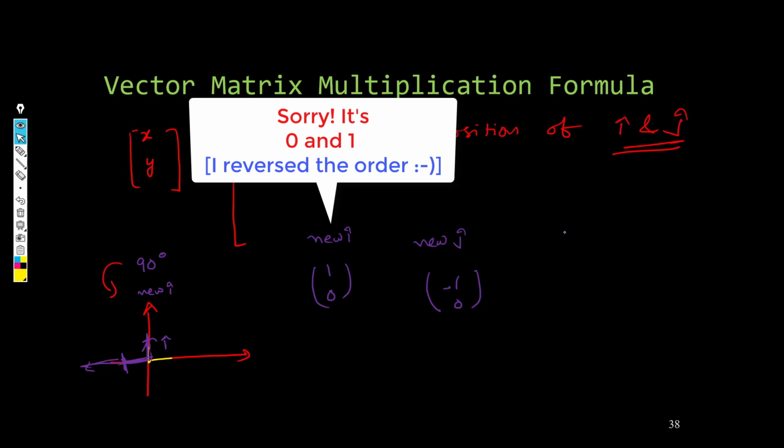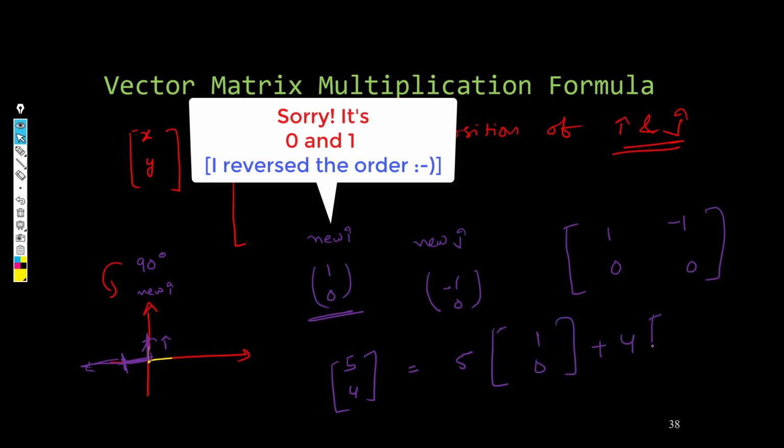And if you write it in the form of a matrix, the first column represents the position of i hat and the second column represents the new position of j hat. So this is your transformation. And just by using this transformation, you can find out the position of any vector in the new space. Suppose the vector was at 5, 4 in the original space. It will land at 5 multiplied by where i hat lands, 1, 0, plus 4 multiplied by where j hat lands, -1, 0. And the position would be 1 and 0.